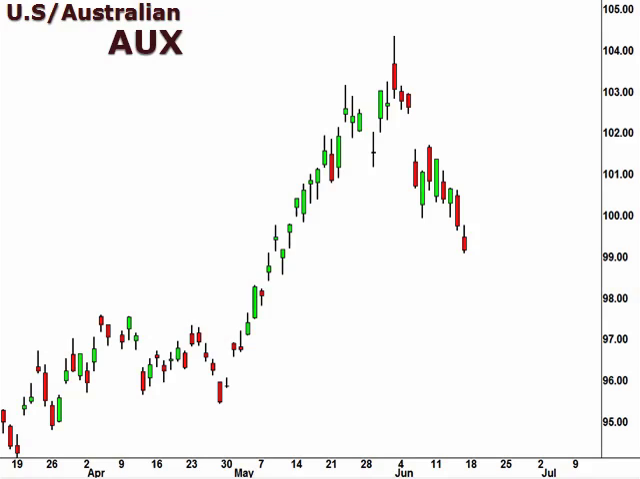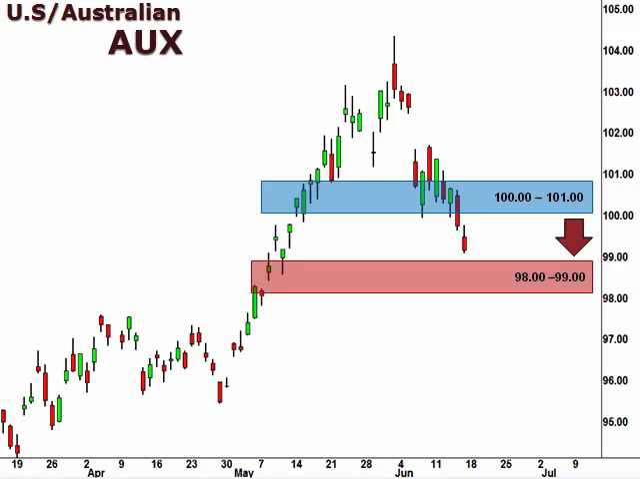Finally, let's take a look at the US dollar versus the Australian dollar, as seen here in the ISE FX options pair value AUX. Well, the AUX broke below an important support level at 100 and is likely to test 98.99 this week for support.